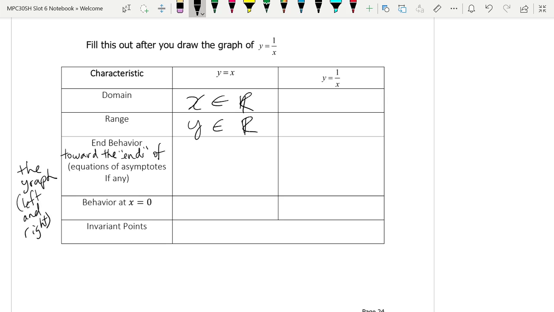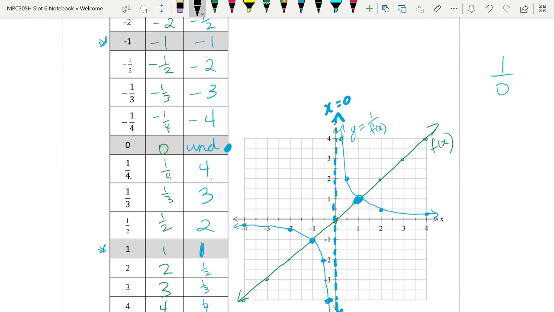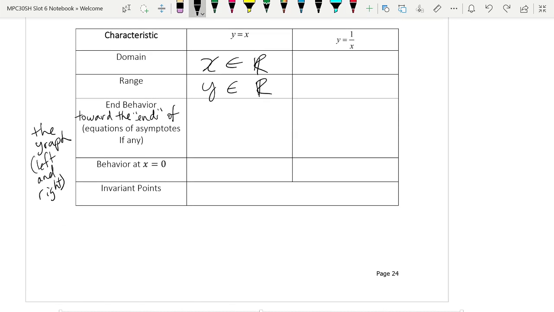So, on my green line, if we go to the end, we keep going this way. See the arrow here? We keep going forever to the end, to infinity and beyond. What's going to happen? Well, I would describe it this way. As x approaches infinity, y approaches infinity.